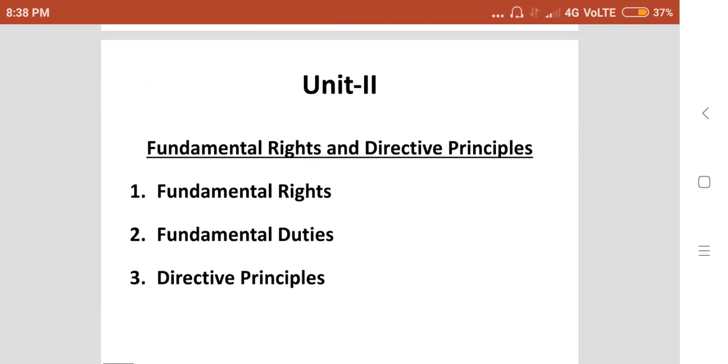In second unit, which is on fundamental rights and directive principles of state policy. So, in this unit, there are three important topics. First, fundamental rights. Second, fundamental duties. Third, directive principles.